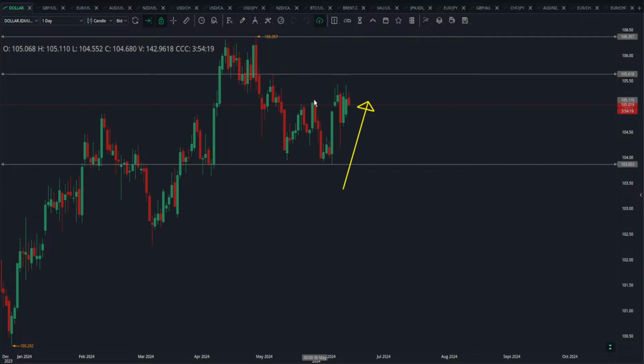It has violated this high. So of course, after violating, it could not go lower than the previous lows. So the buyers jumped in at this order block, and the price is trying to go higher.